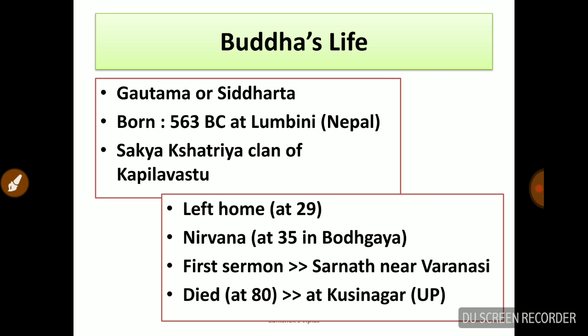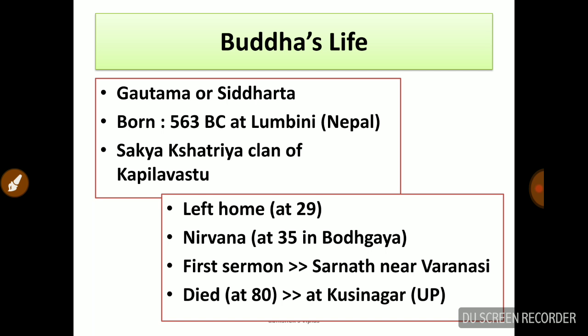Next we are talking about the life of Buddha. Initially the name of Buddha was not Buddha, it was Gautama or Siddhartha. He was a prince, and he was born in 563 BC at Lumbini, Nepal. He realized the value of enlightenment. So Gautama or Siddhartha was born in 563 BC at Lumbini. The place of birth is very important. He was born in the Kshatriya clan, the Sakya Kshatriya clan of Kapilavastu. That is a very important point related to Buddha's life.